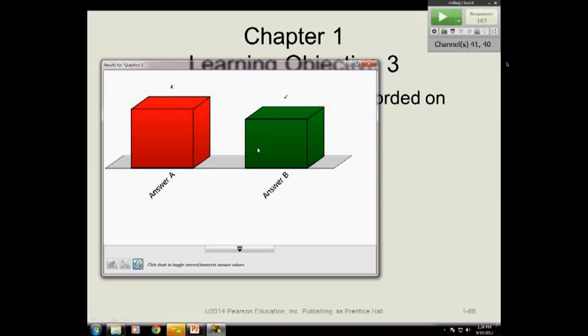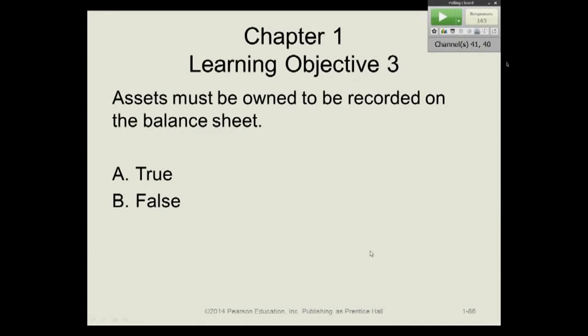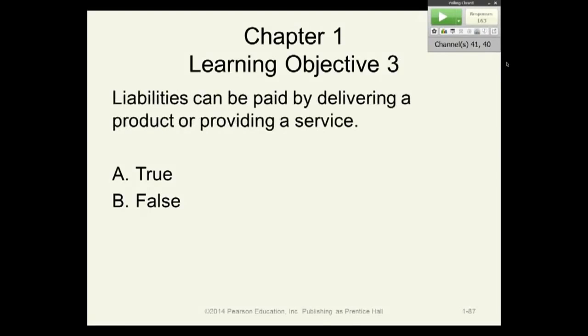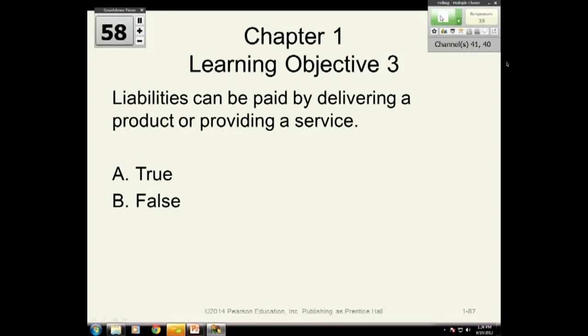All right. Next one. This time, let's see if we can do a little bit better. And by the way, the purpose here for me is to go over material that you're not getting. And obviously, if most people thought you had to own the asset, I might have missed something too. All right, so next one. Liabilities can be paid by delivering a product or service. You got 2 for participating, 4 for the correct answer.